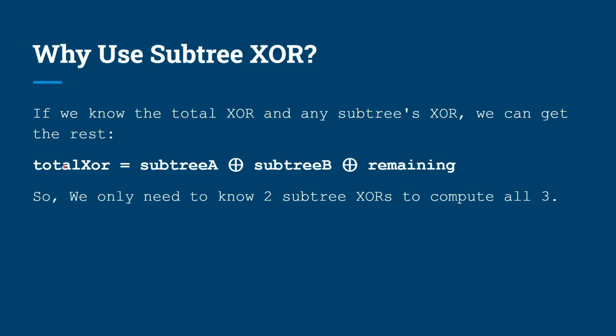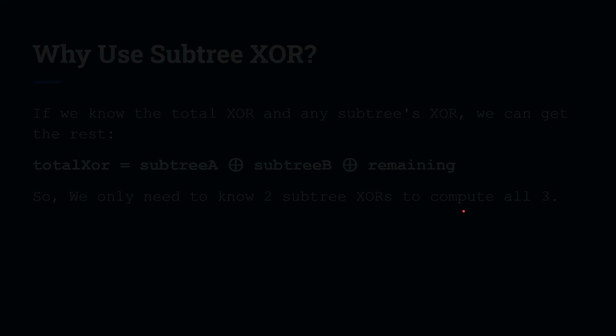So why do we use the subtree XOR? Because if we know the total XOR and any subtree XORs, we can get the rest. Let's suppose there is a tree with three components, component A, B, and the remaining C. If you know the XOR value of subtree A, subtree B, and the remaining, and you apply XOR, you will get the total XOR, right? So this makes it easier. You only need to know two subtrees to compute all three, right?